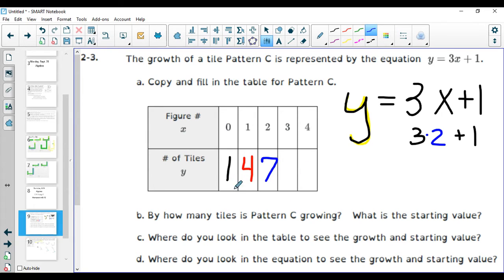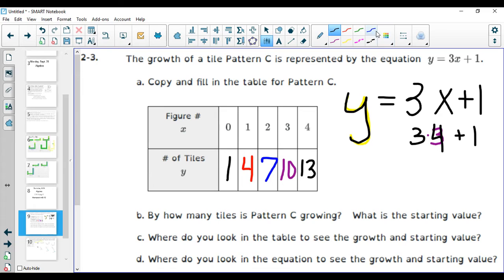And you may have already noticed a pattern that's developing here. If we go to 3, we'll see if our pattern continues. If our figure number is 3, 3 times 3 is 9, plus 1 is 10. It appears as though it's always adding 3 because we're always getting one more group of 3. If we add 3, we get 13. Double check it. 3 times 4 is 12, plus 1 is 13. So just by looking at our equation, we can make some connections to our table.